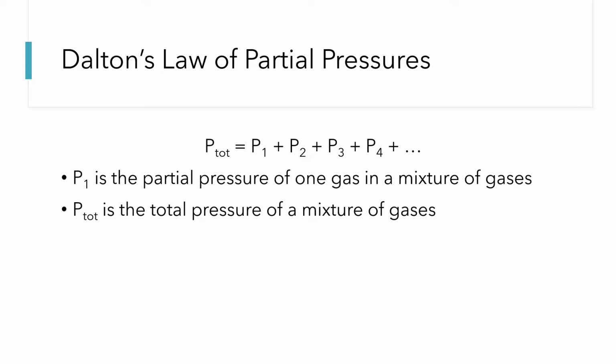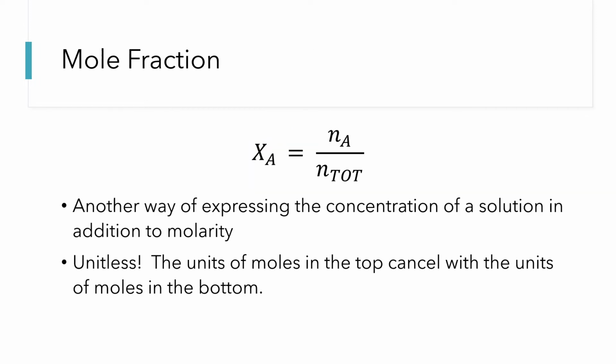So let's say you have a mixture of helium and neon. P1 might stand for the partial pressure that's due to helium, and then P2 might stand for the partial pressure that's due to neon.